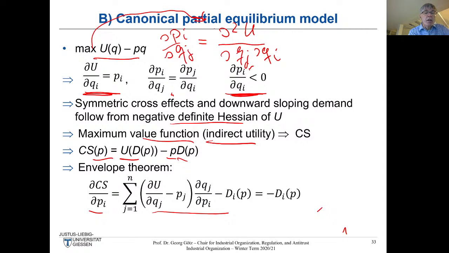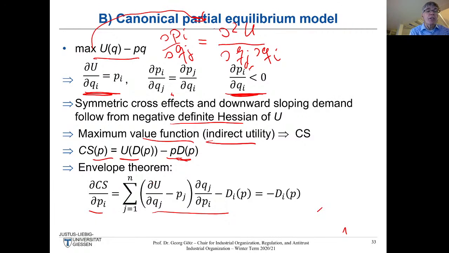Now, u doesn't directly depend on p; it depends on q. So you first take the derivative of u with respect to q, and then you apply what is called the chain rule to get dq over dp. And here it's the same. You take the derivative in the second expression with respect to q, and then again you apply the chain rule for q with respect to p. And then you get also this here.